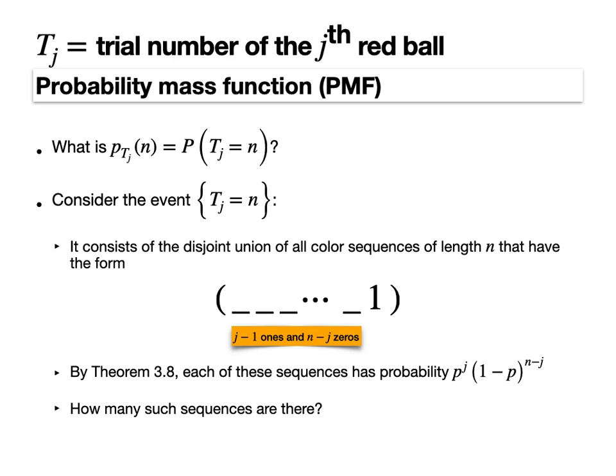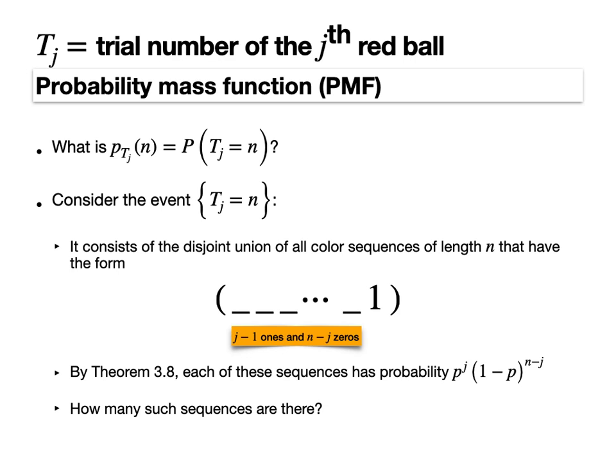So let's think about the probability mass function of the variable T sub j. We want to know what is the probability that T sub j equals some specific integer n, let's say. So for instance, what's the probability that T sub 5 equals 20? In other words, the probability that the 5th red ball occurs on trial 20.